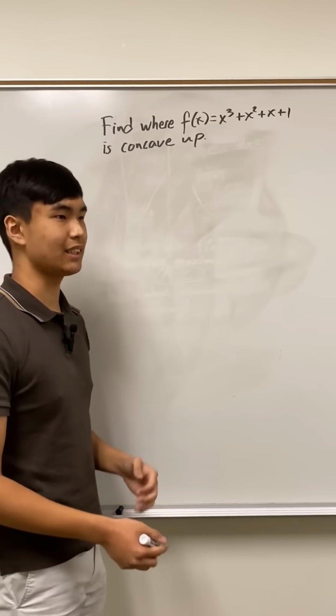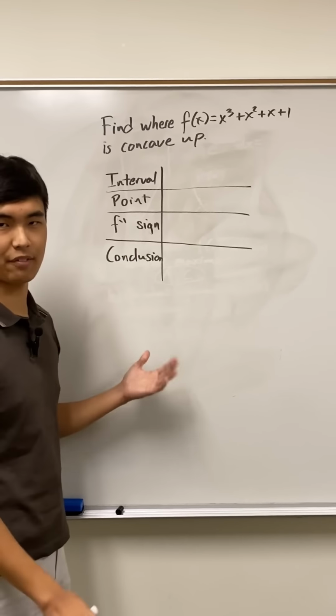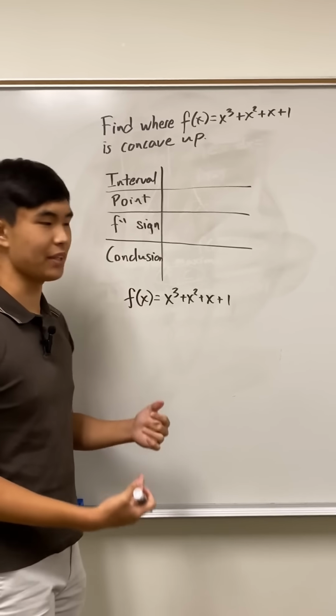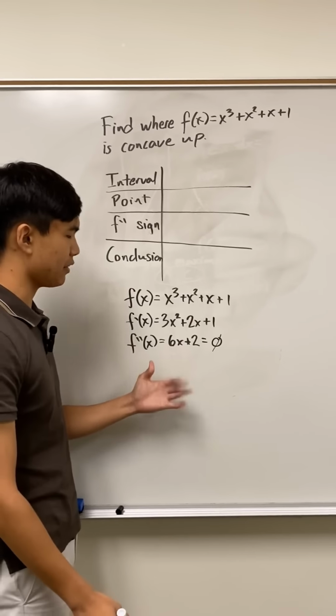Let's use the second derivative test to find where this function is concave up. So I'm going to start off by making what's called a sign chart to organize my information. First, we need to make our intervals, and to do that, we need to find the points of inflection of our function. To do that, we find our second derivative, set it equal to 0, and solve for x.